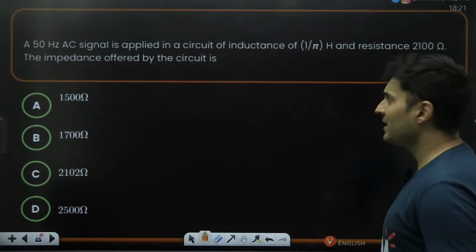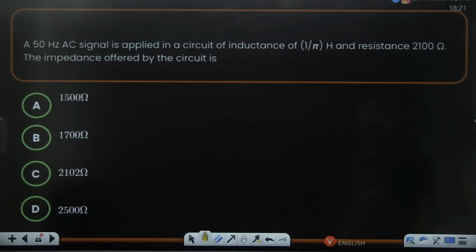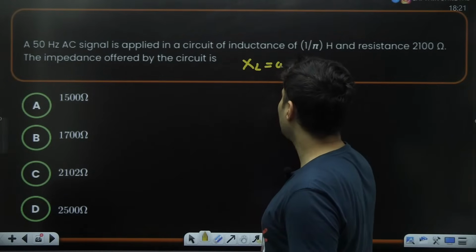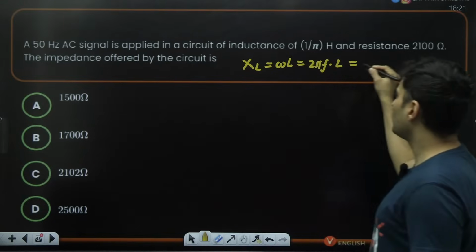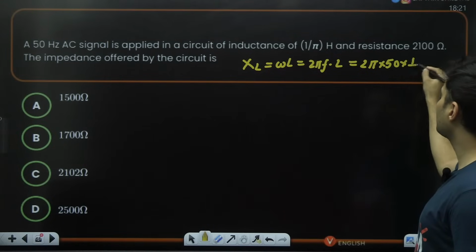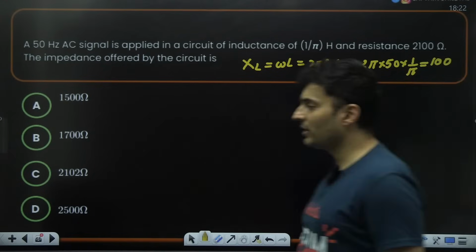There is an AC signal applied to a circuit with some inductance and resistance. The impedance of the circuit is? First of all, find XL, which is nothing but omega L. Omega is 2 pi f into L. So 2 pi f, frequency is 50, inductance is 1 by pi. Pi goes, so this will become 100. 2 into 50 is nothing but 100.